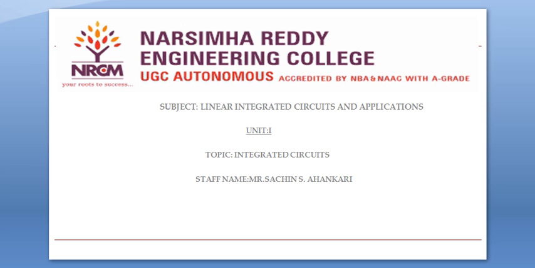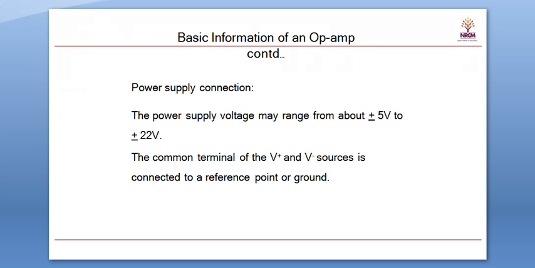So here in the basic information, as you are aware, the power supply range for the OpAmp is from plus or minus 5 volt to plus or minus 22 volts. In general we prefer a power supply of plus or minus 12 volt to 15 volt, but you can apply from 5 volt to 22 volt. After 22 volt the OpAmp may get damaged.